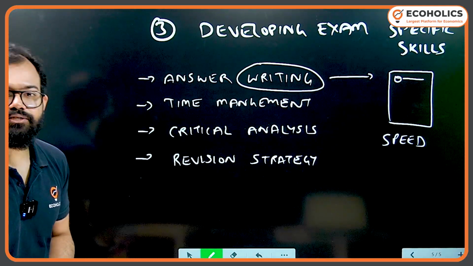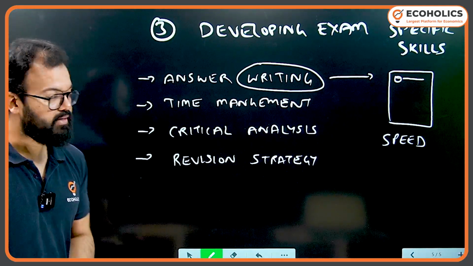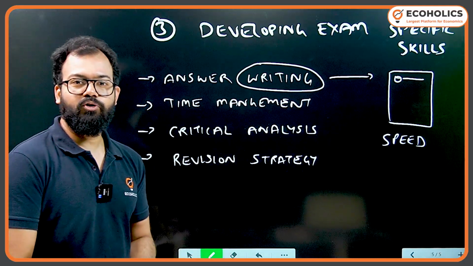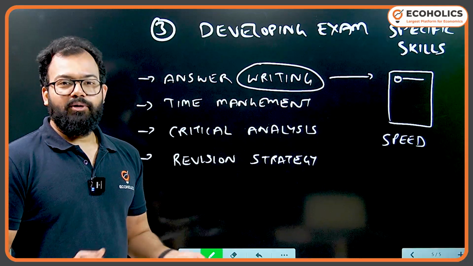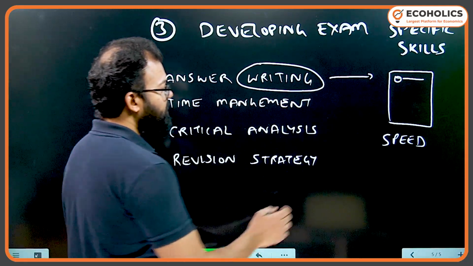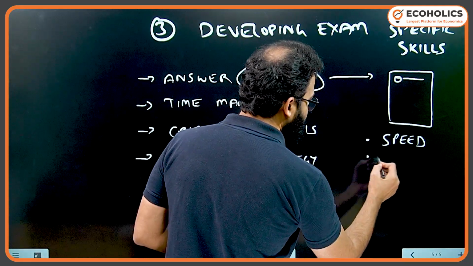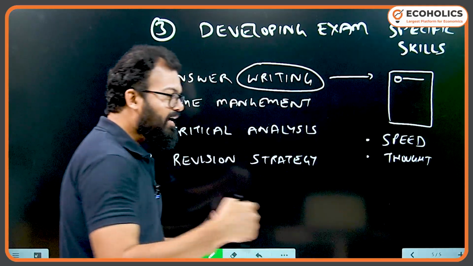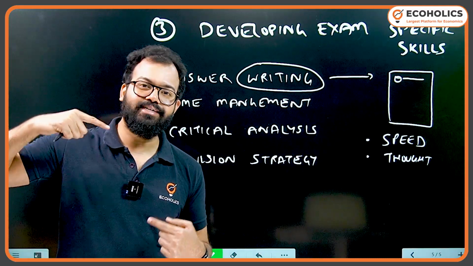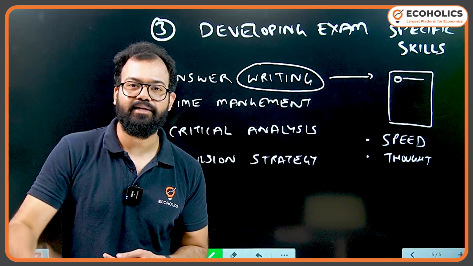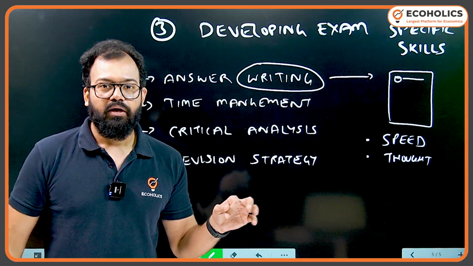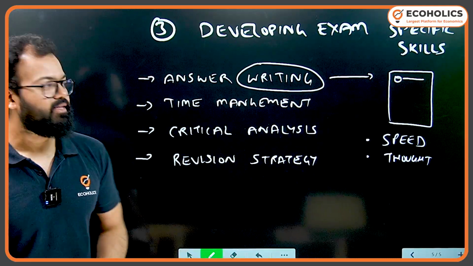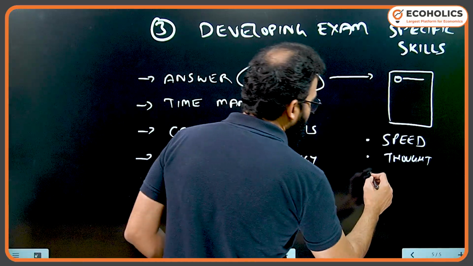You have to write approximately 30 words per minute in order to complete the paper. If you don't complete the paper, unfortunately, you will not be able to qualify. So speed is the most important thing. Then the second thing is thought process, because at that speed, you need to constantly generate thoughts for the next 180 minutes, that is 3 hours. If thoughts do not keep coming, you will struggle in writing the answer. And then stamina.